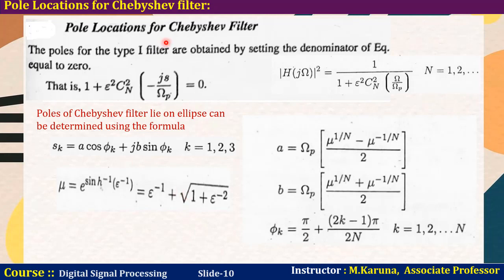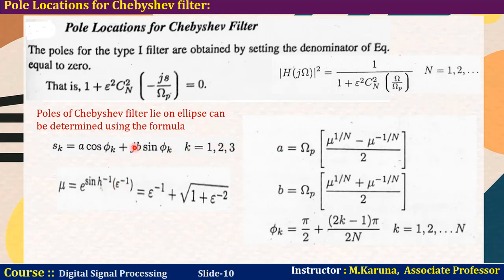Let us see the pole locations for type 1 Chebyshev filter. The poles for the type 1 filter are obtained by setting the denominator of the magnitude response to zero. Denominator is 1 plus epsilon square Cn square of omega by omega p. It can be written as this. This denominator is equal to 0. From this equation, the poles of Chebyshev filter can be determined using the formula sk equal to a cos phi k plus j b sin phi k, where k equal to 1, 2, 3, etc.